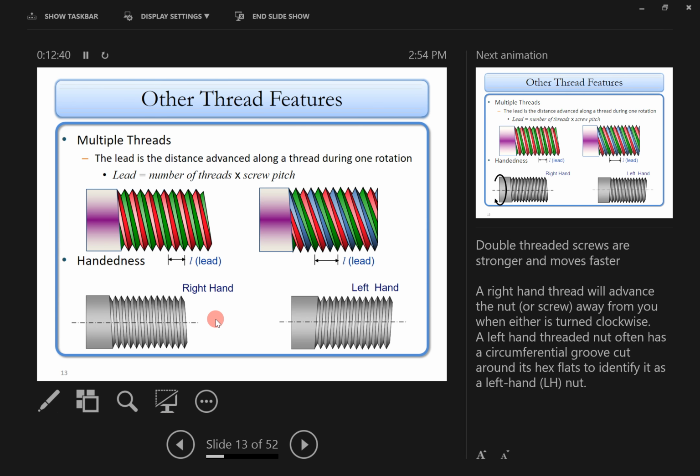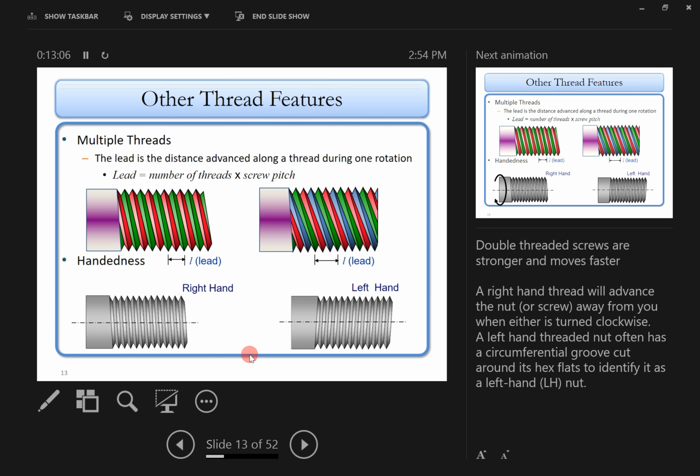As I said, you could have multiple threads situations. In that case, your lead will be the number of threads times the pitch. So this is the illustration of double thread and triple threads here. You can see the grooves, right, separated by 1. So you have groove 1, 2, 3. So that's triple threads.